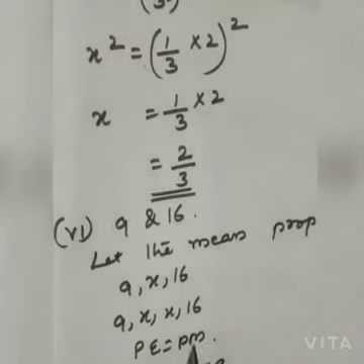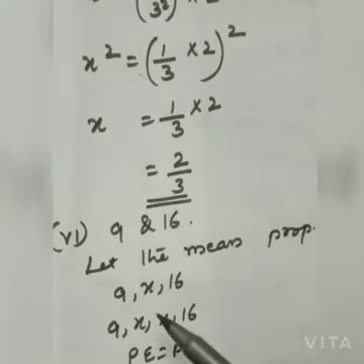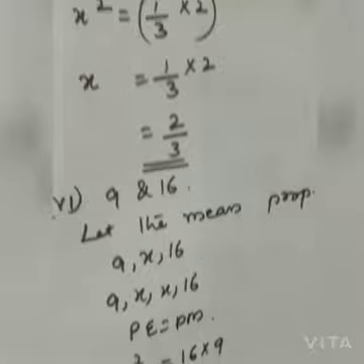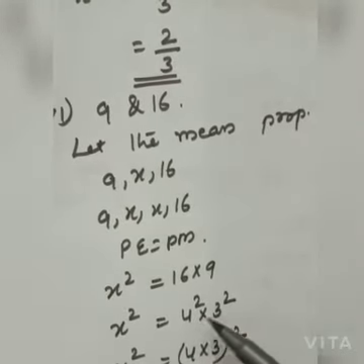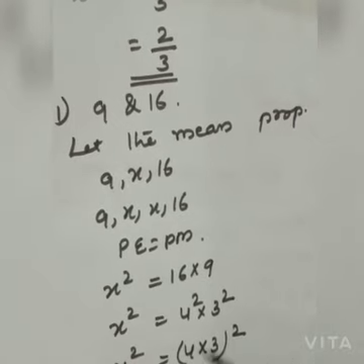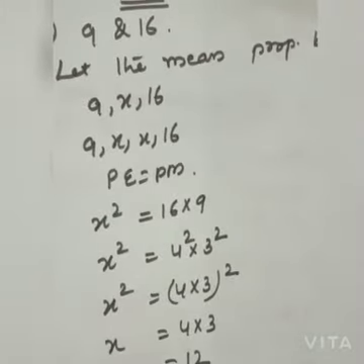Clear? 9 and 16. Middle one is x. x will come 2 times. See, 16 into 9, 4 square, 3 square. 4 into 3, the whole square. 2 cut out. 4 into 3 is 12.